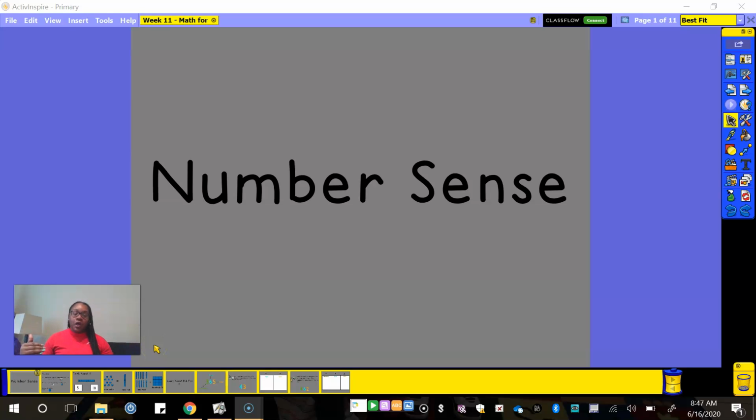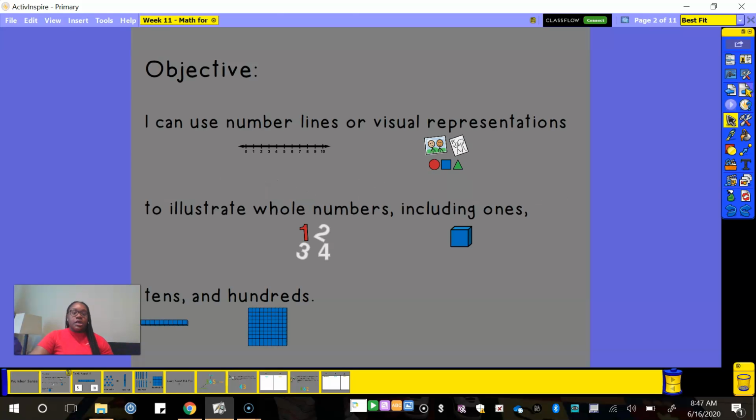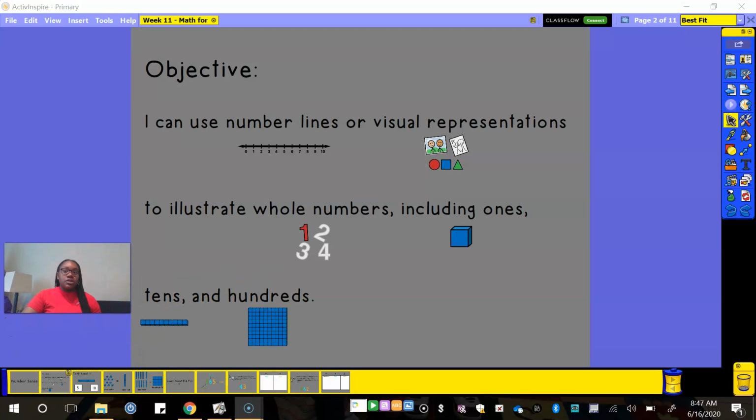Last week we talked about number sense, and today we're going to continue to talk about number sense, but in a different way. So let's look at our objective to see what we're going to be doing. Our objective says, I can use number lines or visual representations to illustrate whole numbers, including ones, tens, and hundreds. So guys, we're going to be working on place value today. I know we didn't touch base on this in school a lot, but we talked about it just a little bit, okay?